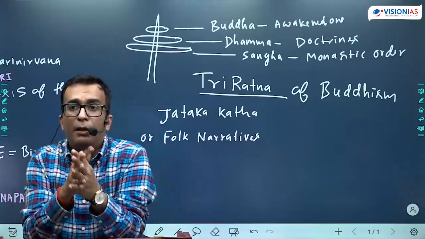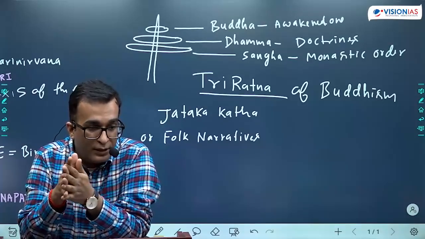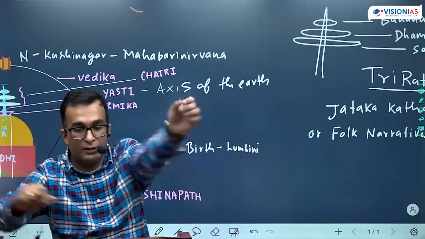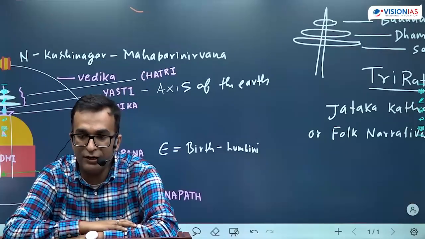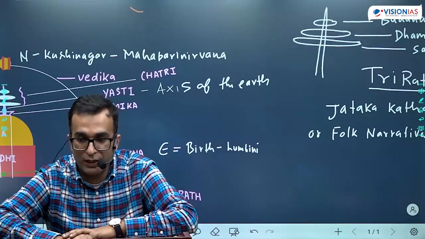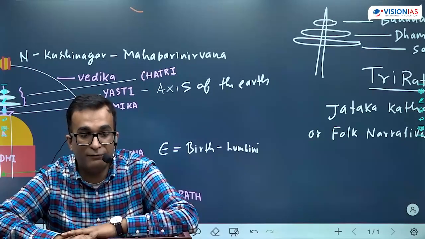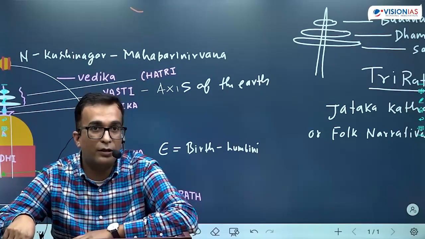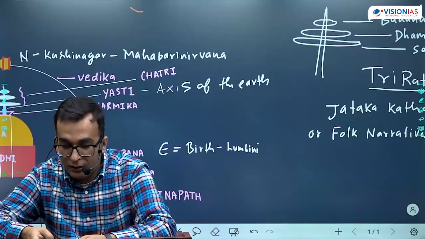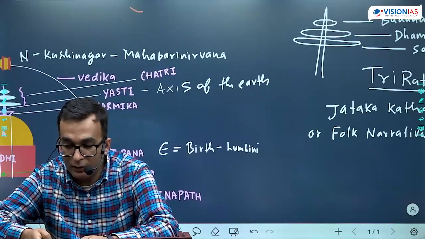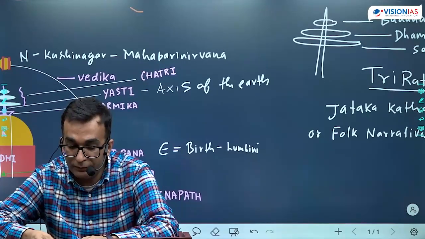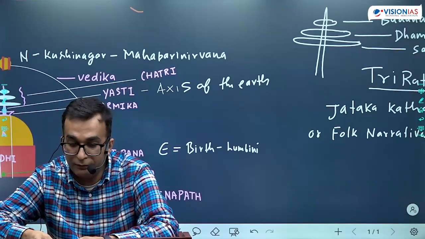So mention Pradakshina Path is an open ambulatory passageway, from where the followers and the devotees access the stupa for the purpose of worship.